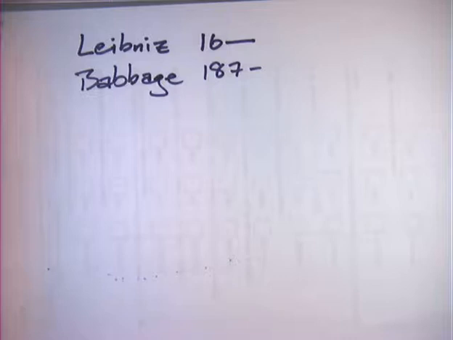He never actually built the analytical engine. He just specified it well enough that it could be programmed by Ada Lovelace. So the first programmer was not actually a programmer, but a theoretical computer scientist.